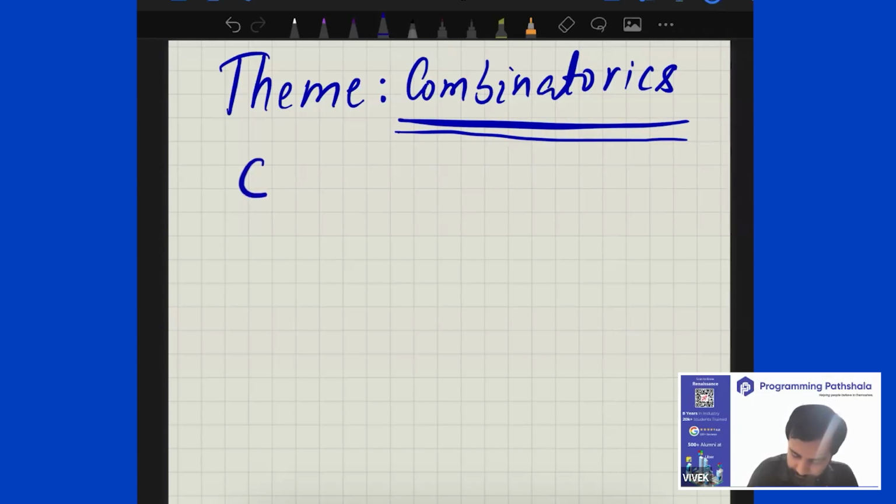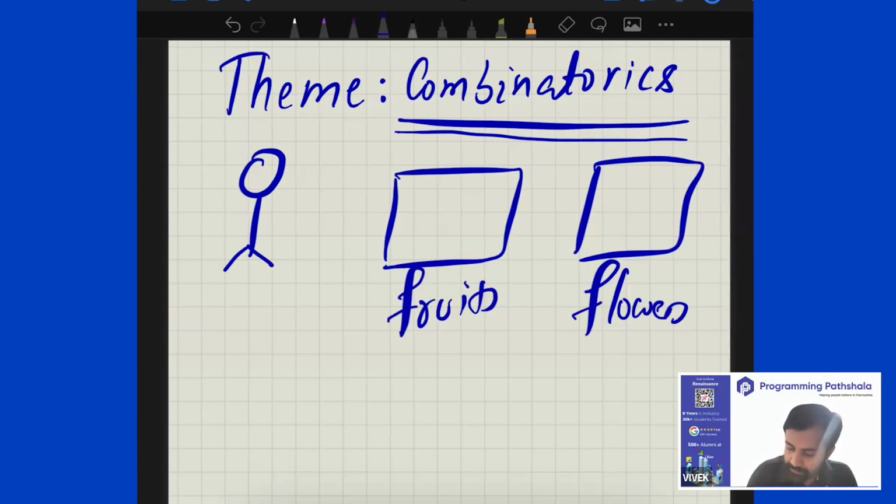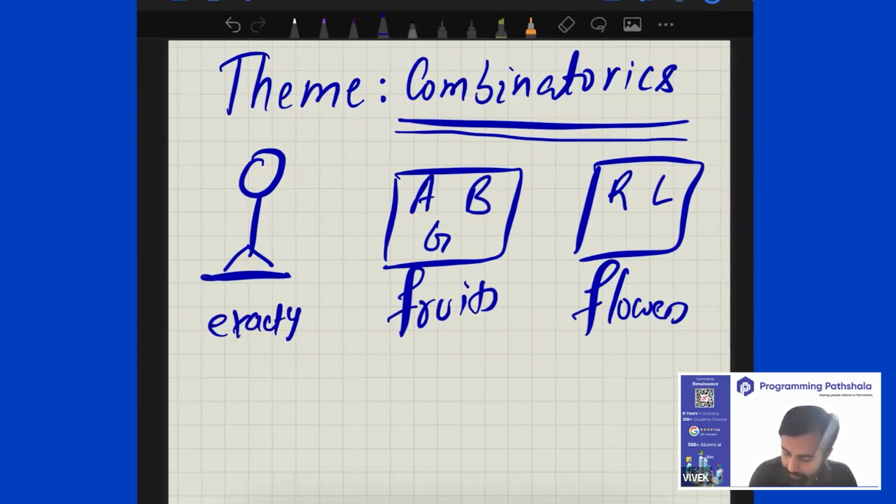Let's say there is a person. This is you, okay? And now there is a box which contains some fruits, and another box which contains some flowers. So let's say it contains fruits like apple, banana, and guava, and flowers like rose and lotus. Your task is to pick exactly one fruit and one flower.